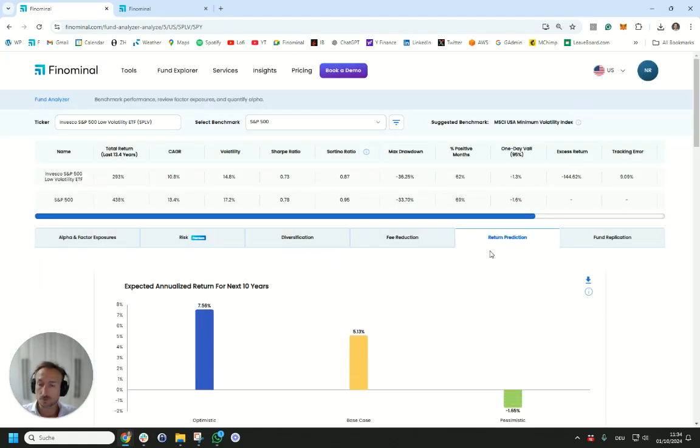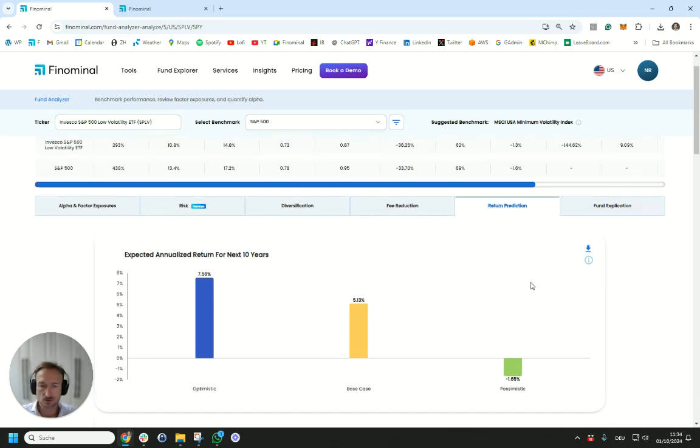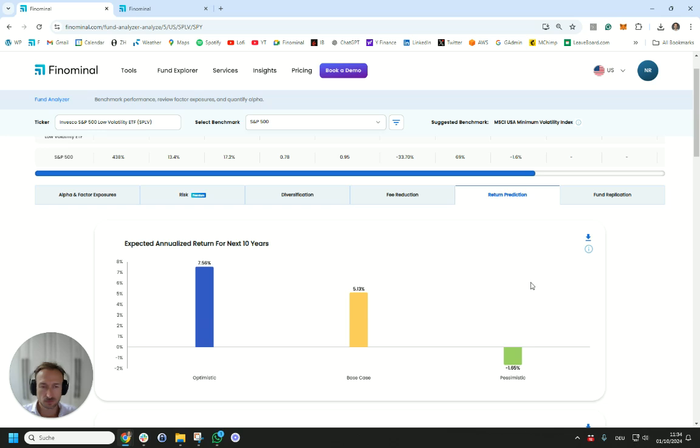We can also talk about return prediction. We're very cautious with regards to predicting returns, so this should be used with a big grain of salt. This is effectively the expected annualized return for SPLV using capital market assumptions from the largest asset managers and brokers, because we do know what the fund is providing exposure to from a factor perspective. We do have those forecasts from the asset managers and brokers, and then we can create effectively a base case return, an optimistic case, and a pessimistic return.